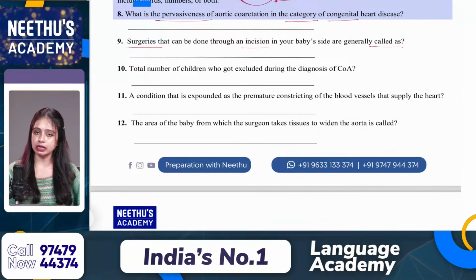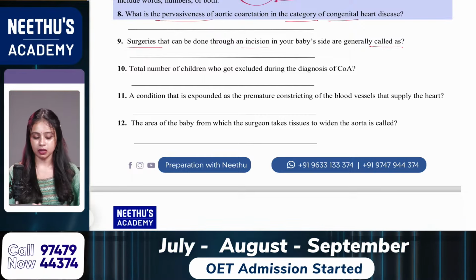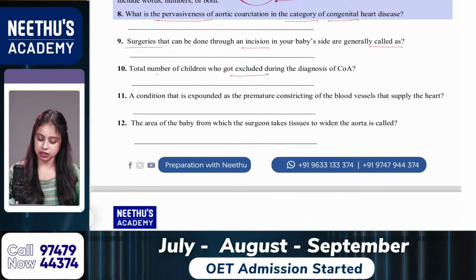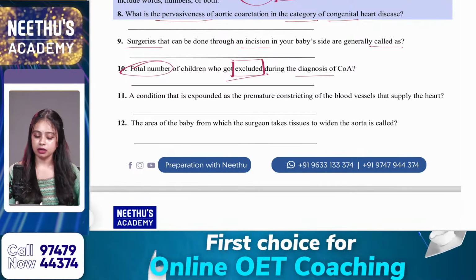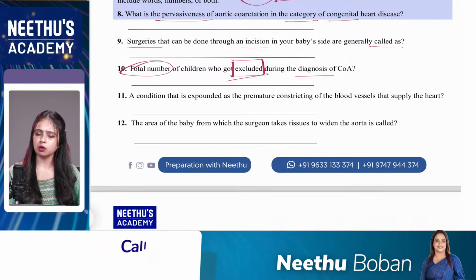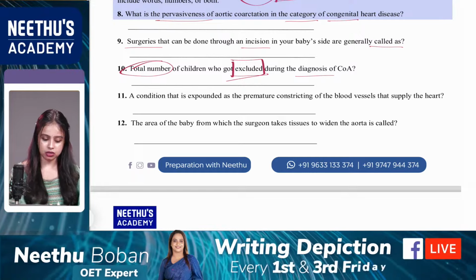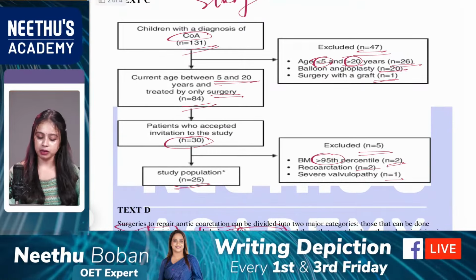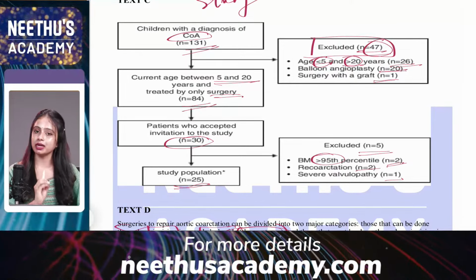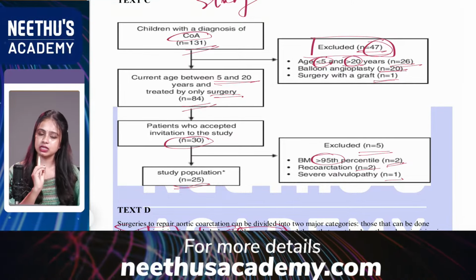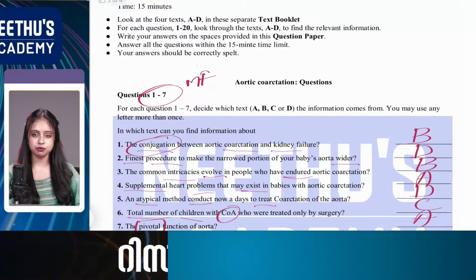Okay, what about the next one? Total number of children who got excluded during the diagnosis of COA. So excluded number of children. So total number of excluded. Okay, so what is the correct answer here? How many children are excluded from this? Okay, so here from the study group, excluded, it is 47. How many? So you can write just the number 47. Very good.